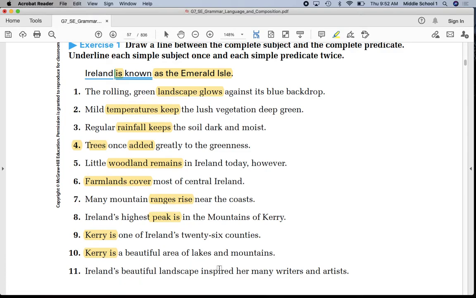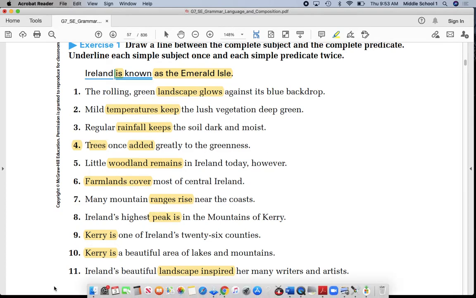Ireland's beautiful landscape inspired her many writers and artists. What is the sentence talking about? Landscape. What did landscape do? It inspired. Underline landscape once, inspired twice, and put a line in between the two. We notice I have one exception on these first items. Sentence number 4, if there's an adverb, I put my line after my simple subject. Even though the simple predicate is added, the once goes to the right side. It goes to the complete predicate.